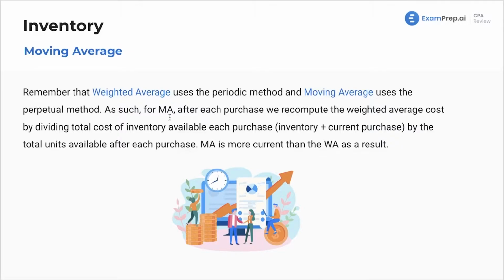So now for the moving average, we're recomputing the weighted average cost after each purchase. This one's got a couple more steps in it, but it's still doing a weighted average. We're just recomputing after each purchase. Let's see this in action. Moving average is more current than the weighted average as a result, because you're constantly recomputing the average every time you buy something, or every time you make a sale.